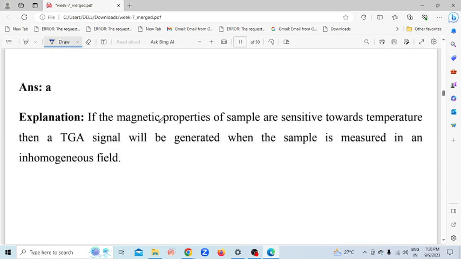If the magnetic properties of the sample are sensitive toward temperature, then TGA will generate a signal when the sample is measured in an inhomogeneous magnetic field. Whenever the sample is in an inhomogeneous magnetic field, it will generate TGA due to mass change. Why? Because the magnetic properties of the sample are sensitive toward temperature change. So when the temperature changes, the magnetic property will change, and it will provide a TGA signal.